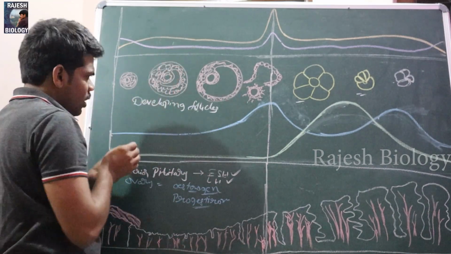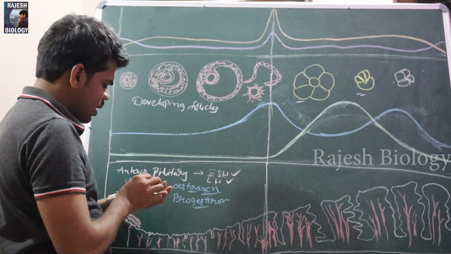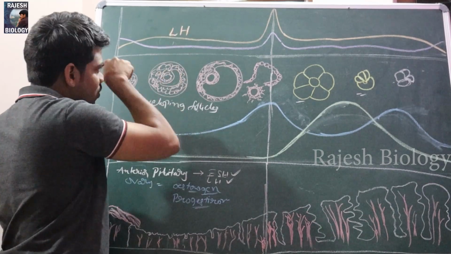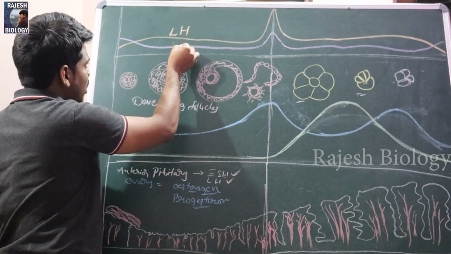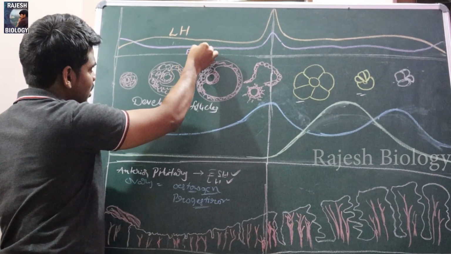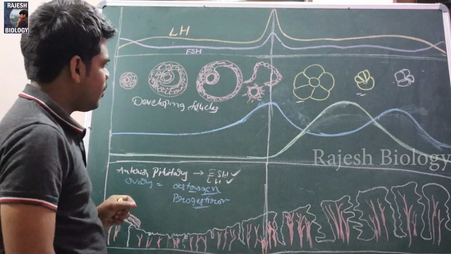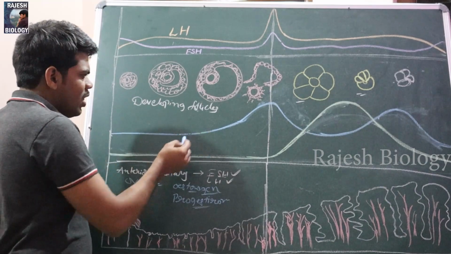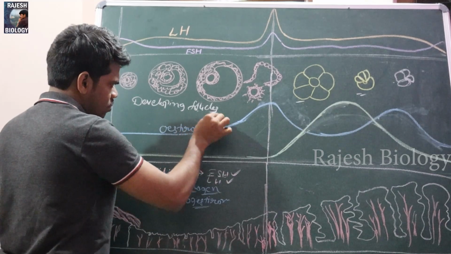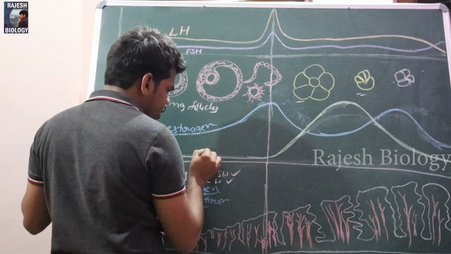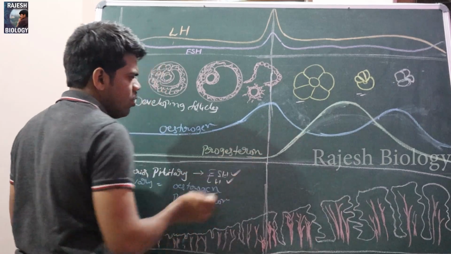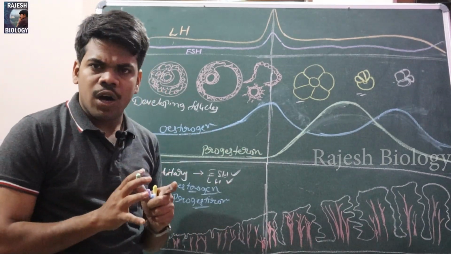Here I draw two lines. One hormone is LH, which is in orange color, and another hormone is FSH, which is in purple color. Many students' favorite colors, I think, are FSH and LH. Now I draw one line with blue color. This is estrogen, and the other colored line is progesterone. So this is the information related to the hormones.